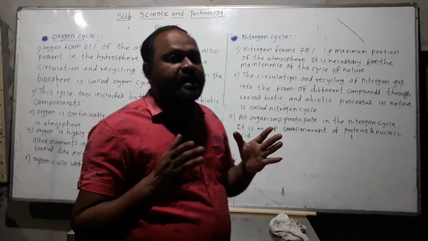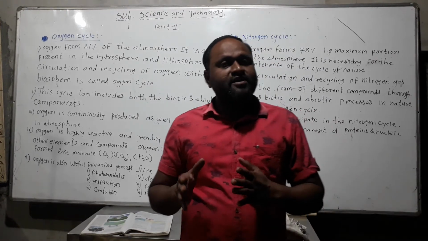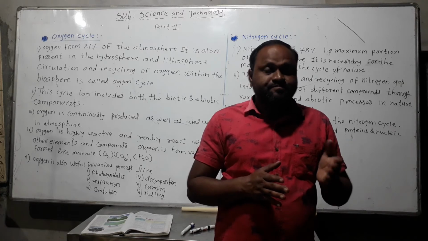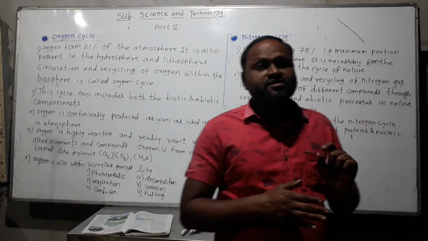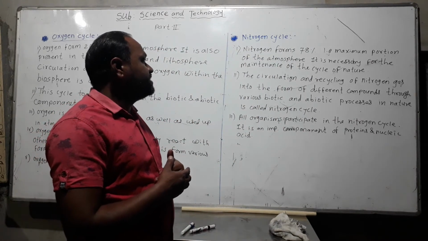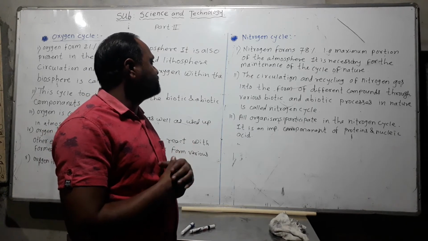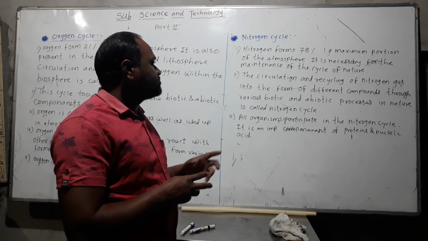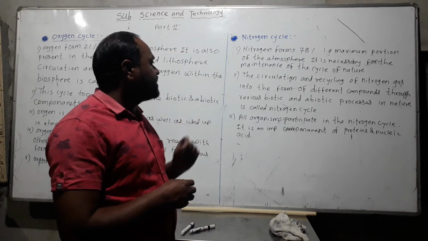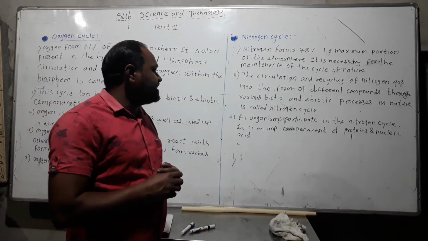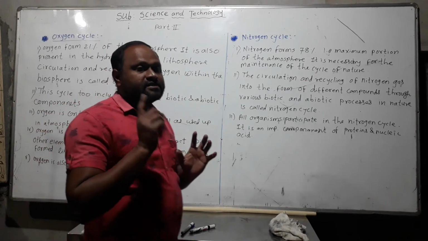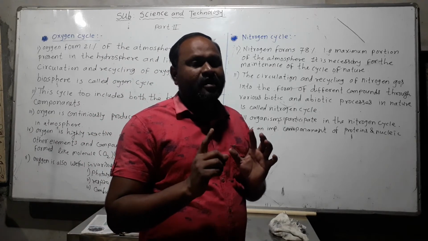So nitrogen has an important role in the atmosphere. Through biotic and abiotic components, the recycling of nitrogen takes place in various forms and different compounds. So it is called the nitrogen cycle. All organisms participate in the nitrogen cycle. It is a component of proteins and nucleic acids, which means nitrogen is essential for plant growth.